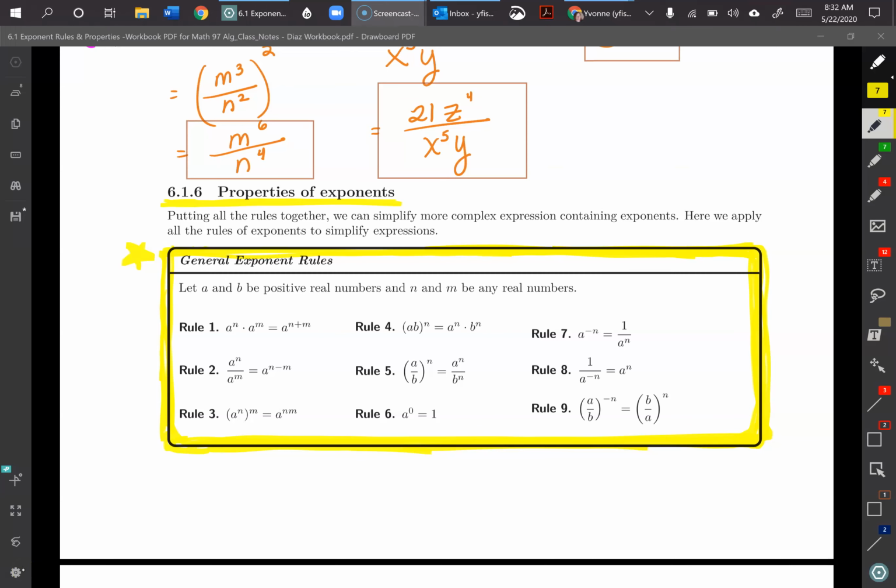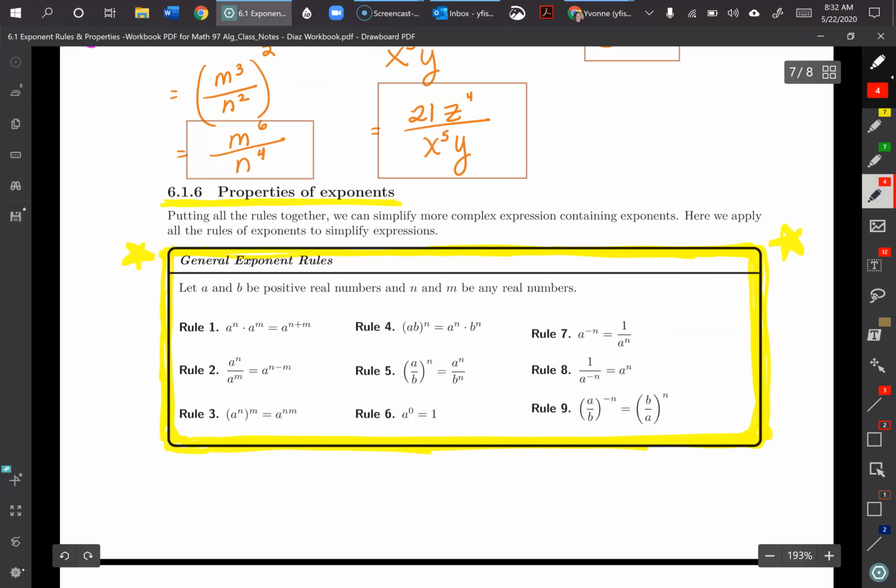Actually, writing these out every time you do a set of problems is really helpful for memorization. Okay, so we're going to just write to memorize these.